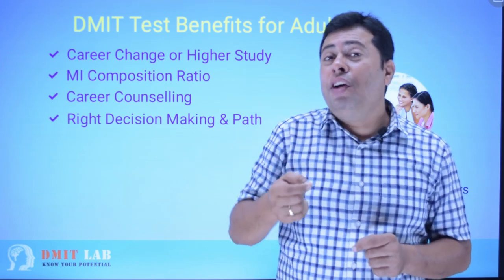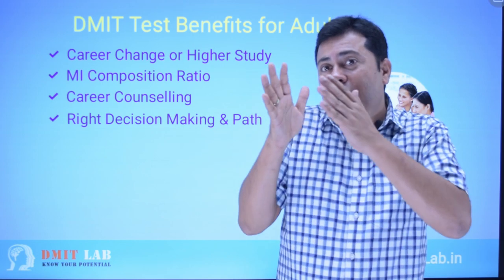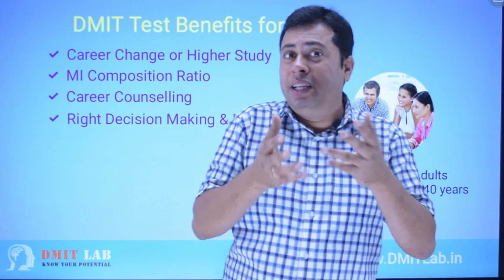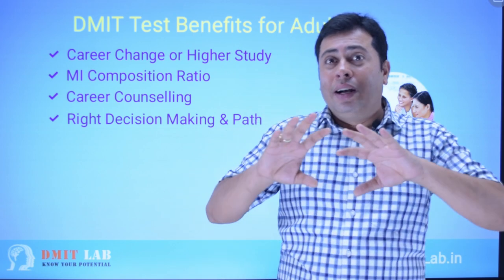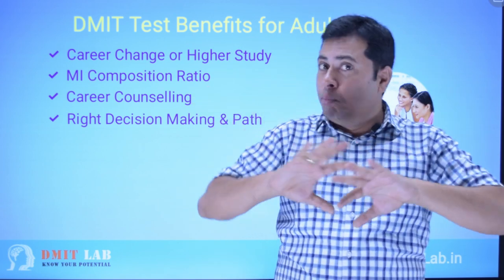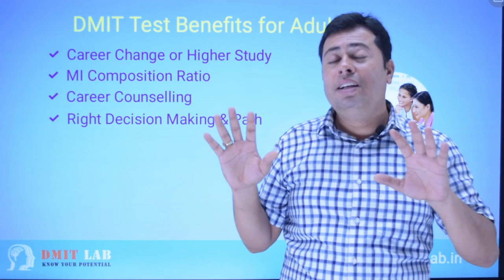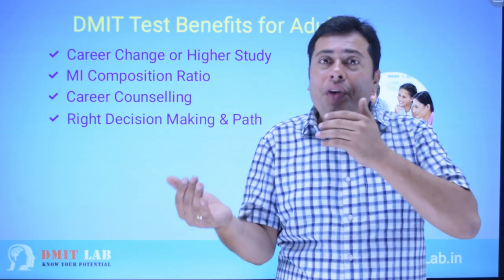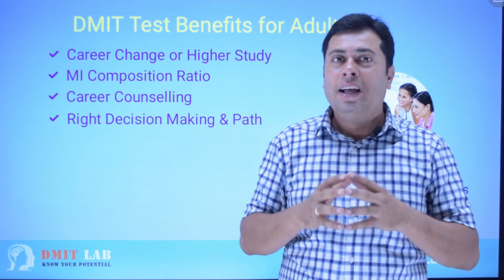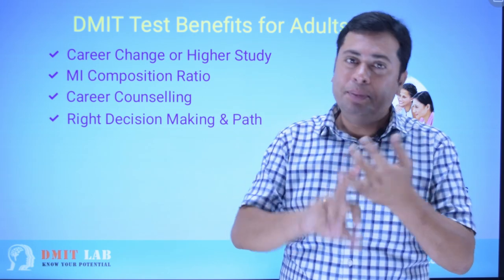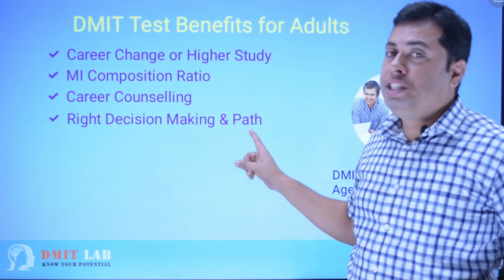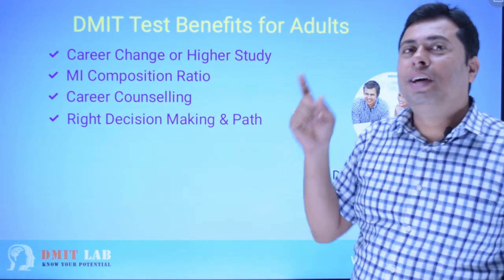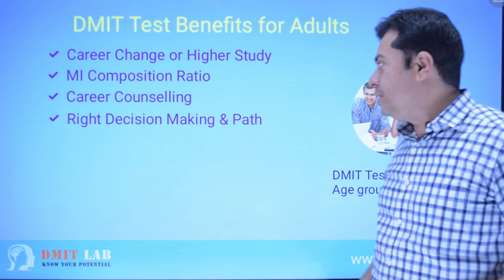And what is your way of thinking: do you think rationally, emotionally, or creatively? Rational is not always right, emotional is not always right, and creative is not always right. So we always recommend a composition of all three: rational thinking, emotional thinking, and creative thinking. Based on that, you have to take the right decisions. So our report is going to help with these right decisions.